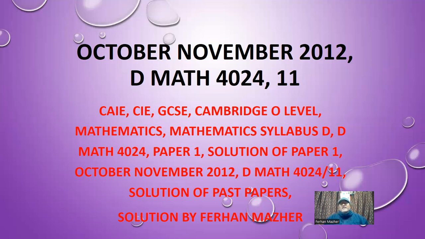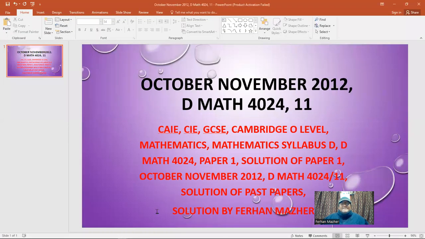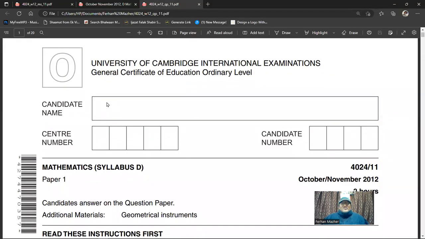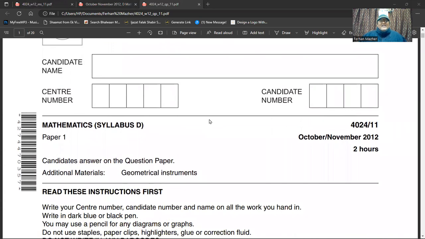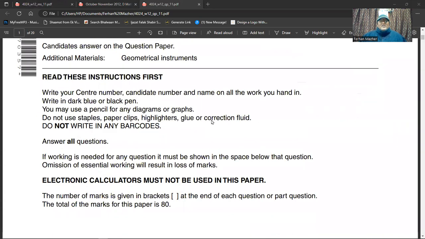In this Paper 1, the time allowed is 2 hours and the calculator is not allowed in this paper. So let's start today's paper. On your screen, the paper is showing up. This is the October-November 2012 1-1 paper. 2 hours is allowed. The scientific calculator is not allowed in this paper.